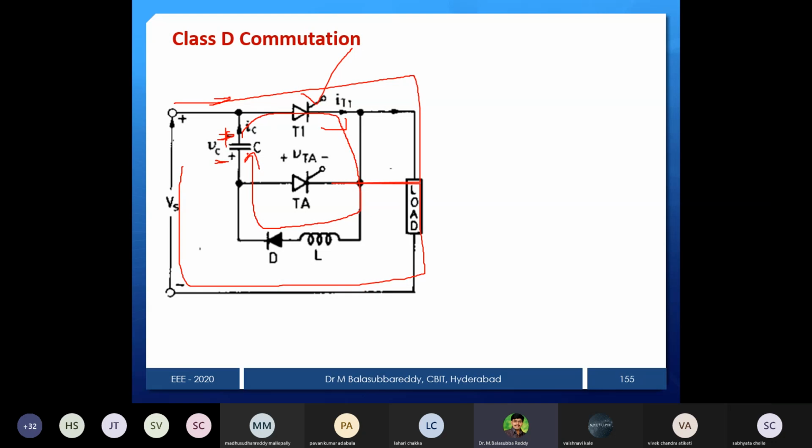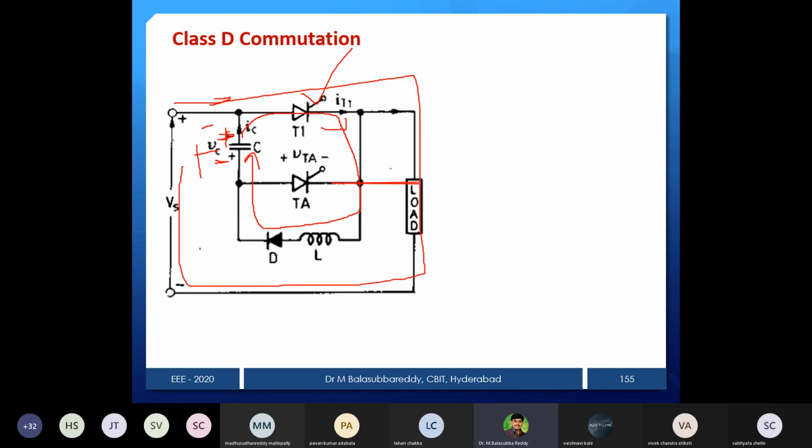Load current plus commutating current, because it is a resonant loop. And now it is completely discharged, which means the polarity will reverse, minus and plus. That is mode 1 operation over. Just give the firing pulse to T1 and it will pass two currents.